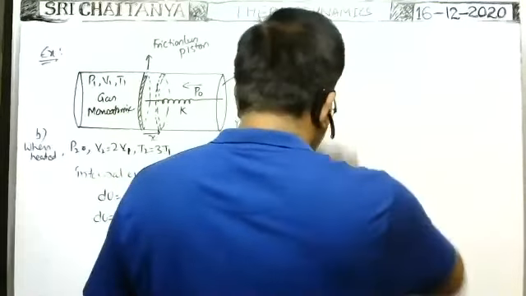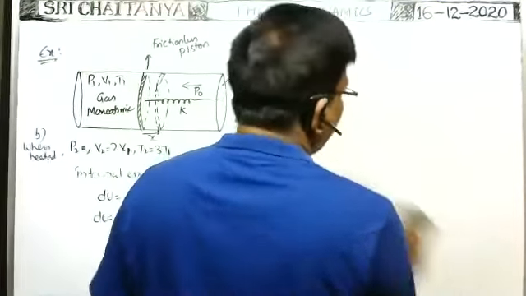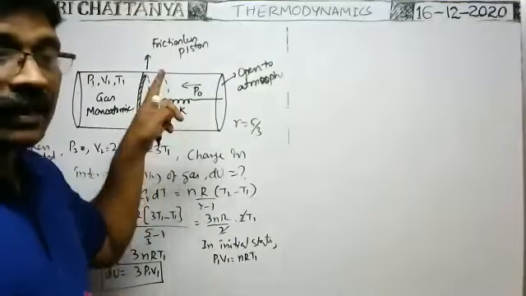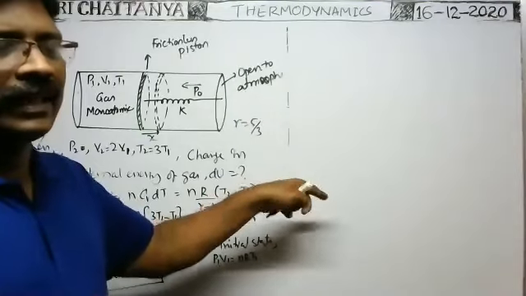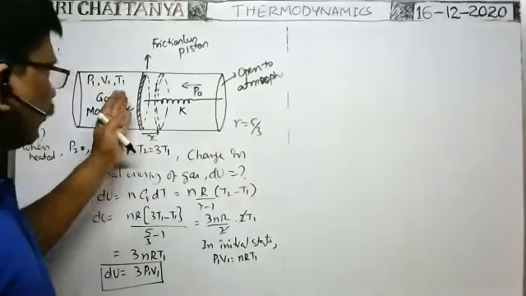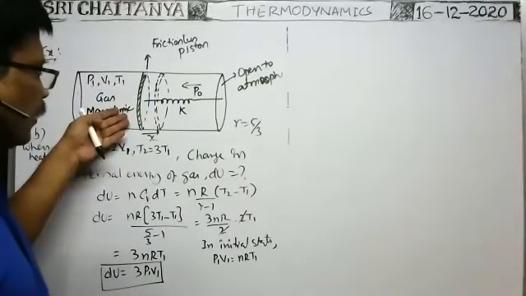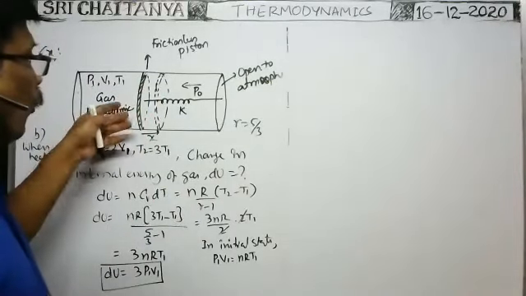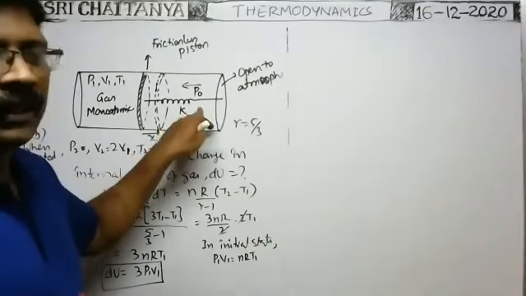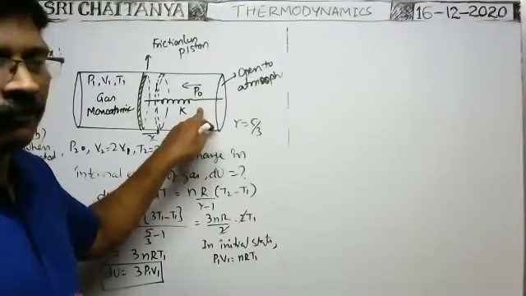Work done by the gas means against the atmospheric pressure some work is done, and against the spring force some work is done. What is the work done by the gas on the spring? If they ask that, it is equal to the energy stored in the spring only, half kx square.